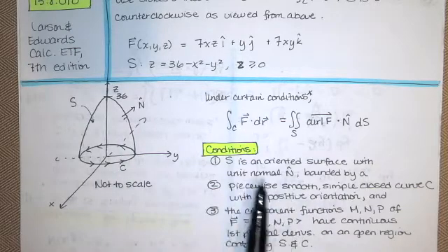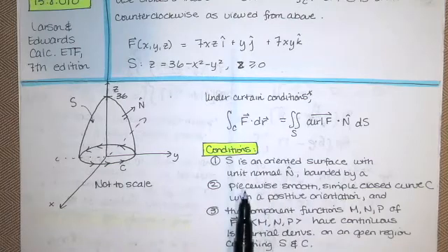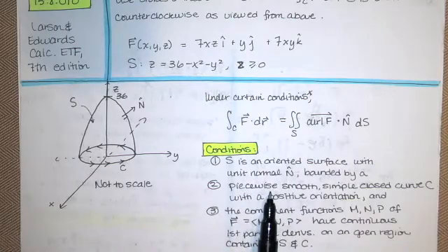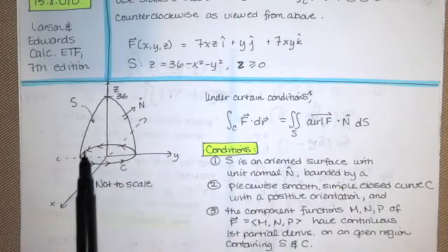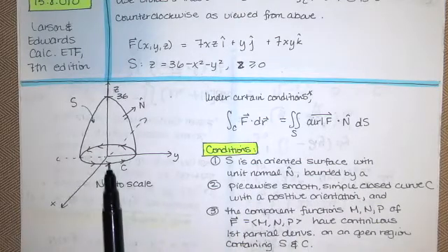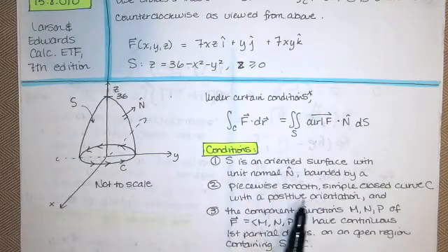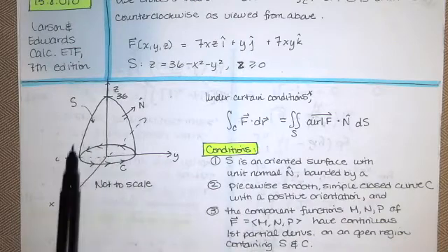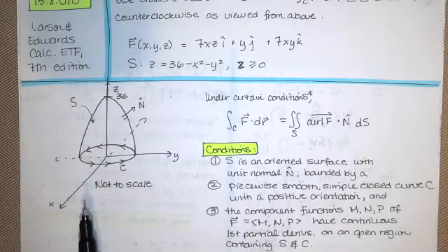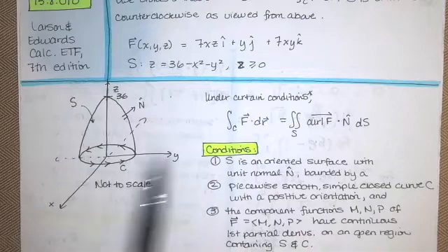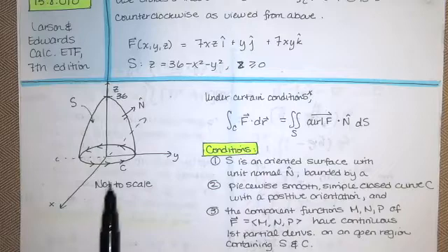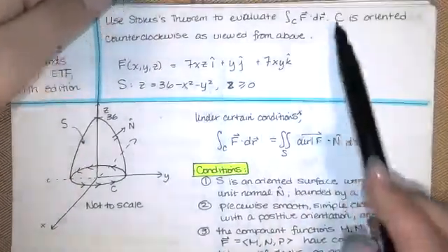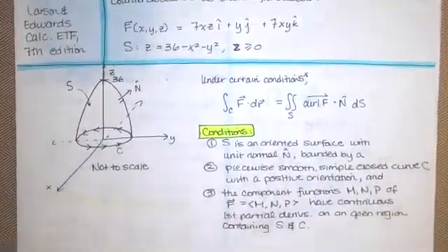And we want that oriented surface with a unit normal n to be bounded by a piecewise smooth, simple closed curve C with positive orientation. And this is smooth, so clearly it's piecewise smooth. It's a simple closed curve. Positive orientation just means that it's oriented in a counterclockwise direction relative to the normal vector, as we were discussing earlier. So it's counterclockwise as viewed from above, and that's true for this orientation of C and as given in the problem statement.